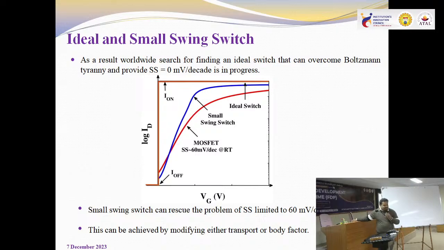So the ideal value of on current should be as high as possible. The ideal value of off current should be as low as possible. So this is what the ideal characteristic looks like. And it should turn on very fast. So here we can see even at Vg equal to 0, or Vg very small, it has jumped from the off state to the on state.